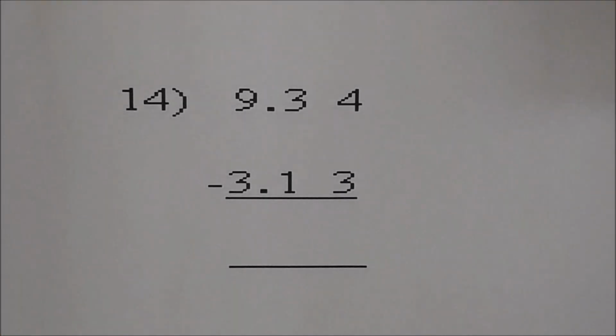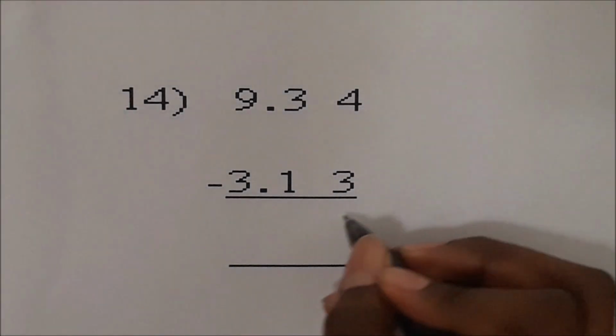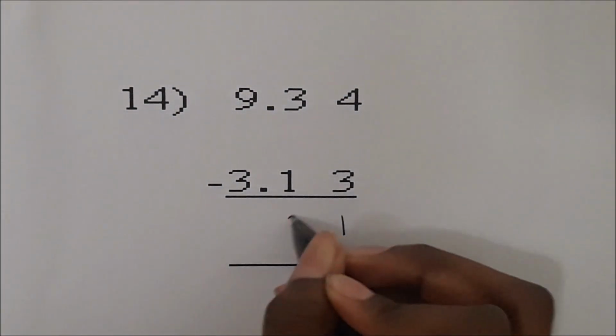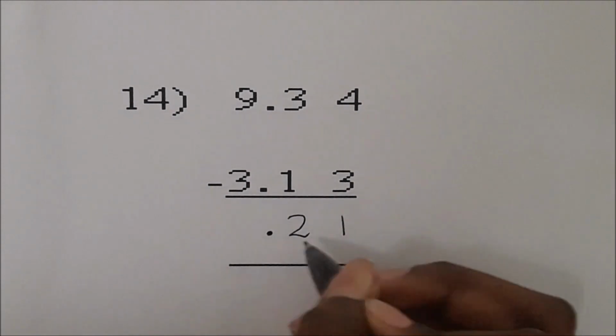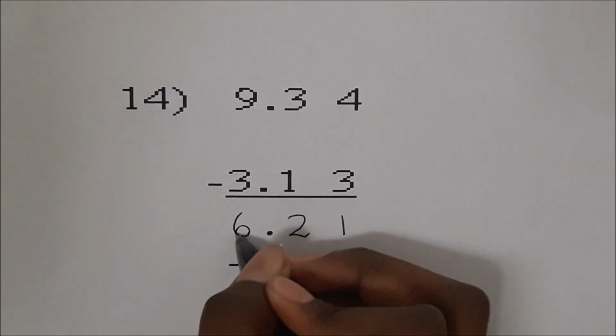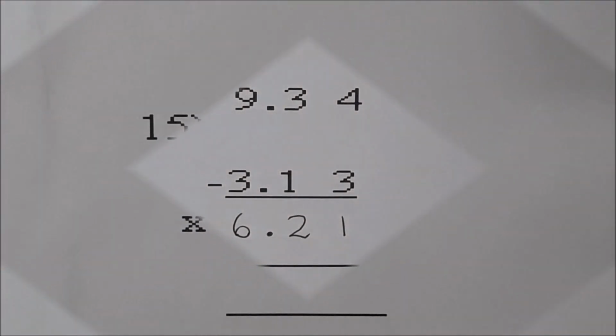Number 14, read it. What are we working? 9.34 minus 3.13. Which one do you do first, and tell us what you're doing? 4 minus 3. Answer. 1. Continue. 3 minus 1 is 2. Decimal point. 9 minus 3 is 6. Answer. 6.21. Excellent.